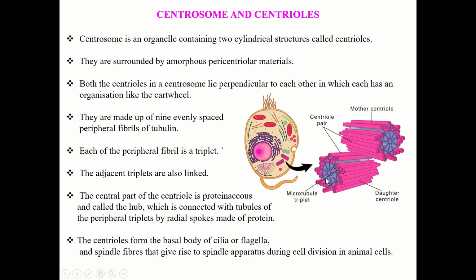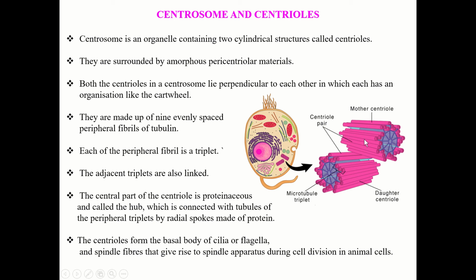The central part of the centriole is proteinaceous and is called the hub, because it is connected to the tubules of the peripheral triplets by radial spokes made up of protein. So this central hub is connected to these tubules by the radial spokes.